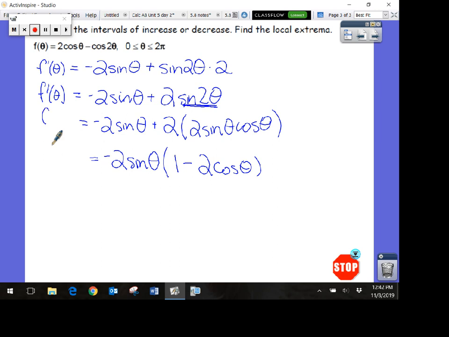Again, this was our f prime of theta here, and we want to know when it's 0. If we can find when it's 0, then one side is going to be positive and one side is going to be negative. So we would say 0 equals negative 2 sine theta, and 0 equals 1 minus 2 cosine theta.